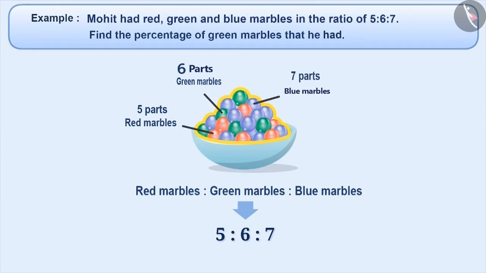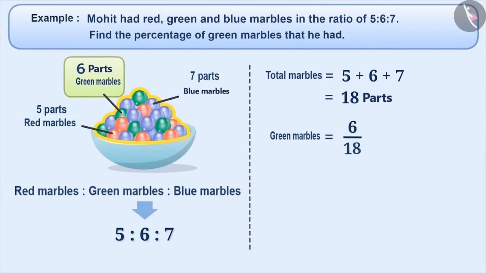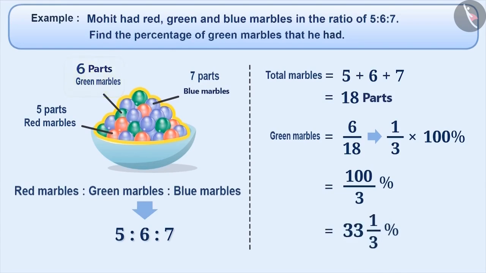Here, we can say that the total marbles he has are 5 plus 6 plus 7, that is 18 equal parts, out of which green marbles are 6 parts. Therefore, out of the total marbles, green marbles are 6 by 18 parts. This can be written in its simplest form as 1 by 3. To express it in percentage, we need to multiply 1 by 3 by 100%. 1 by 3 into 100% is equal to 100 by 3, that is 33 1 by 3%. Therefore, among the total marbles, green marbles are 33 1 by 3%.